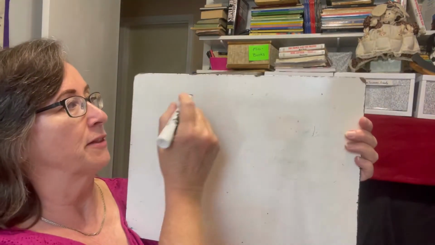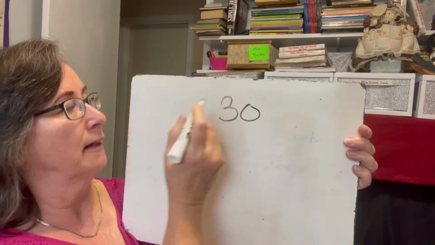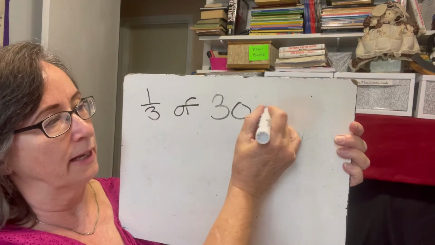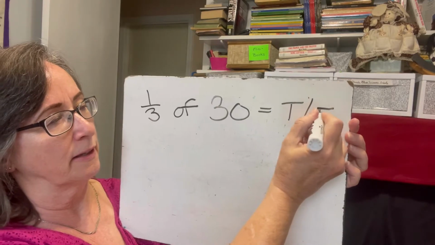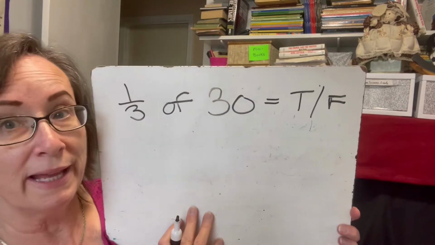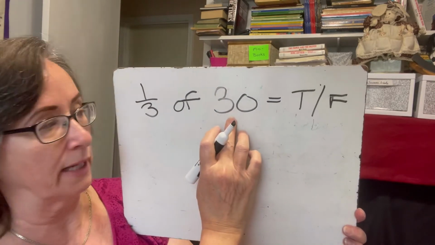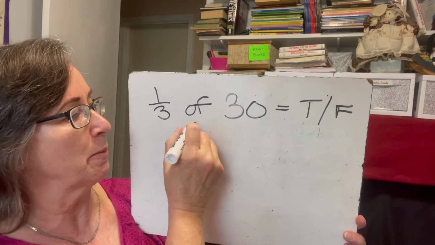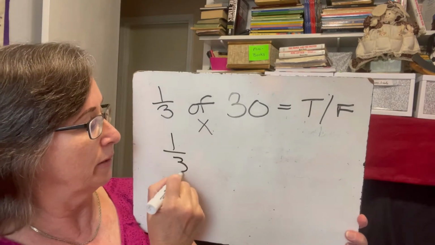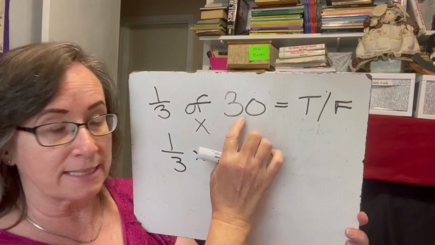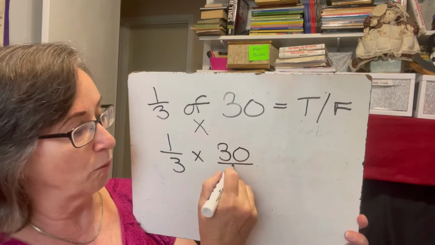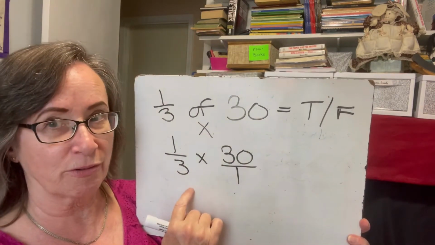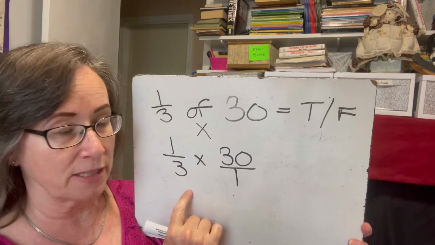Okay, so we have 30, 1/3 of 30 is true, false. Okay, so what is 1/3 of 30? We could just multiply the fraction. Remember when we multiply, remember this is times, we would say 1/3 times 30 is the same as 30 over 1. Okay, now we could multiply straight across and say 30 over 3, but that would leave us with a little bit of work left to do.